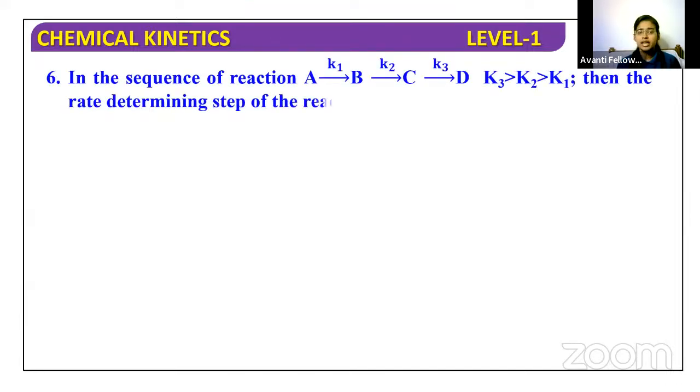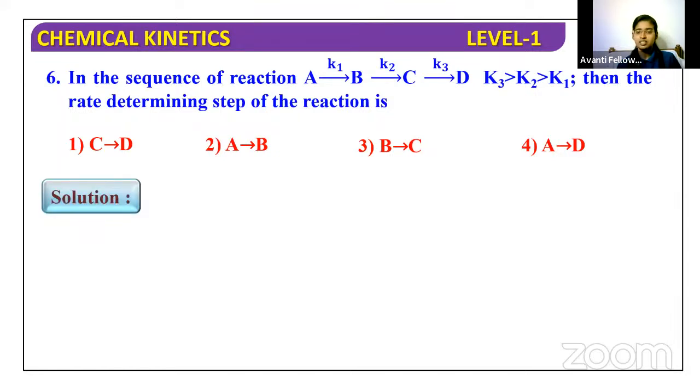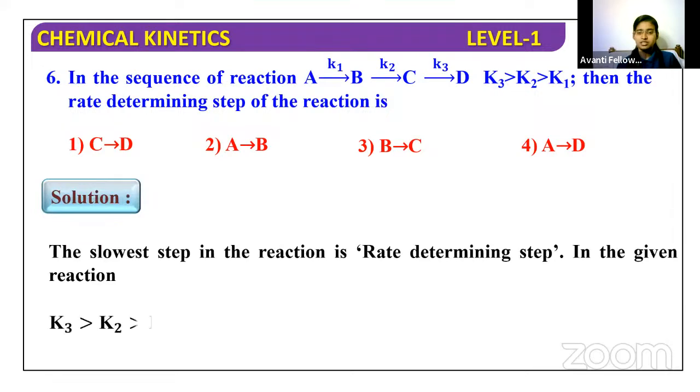In the sequence of reactions, A giving B, B giving C, and C giving D, the rate constants associated with each reaction are K1, K2, K3, where K3 is greater than K2, and K2 is greater than K1. Then the rate determining step of the reaction is: C to D, A to B, B to C, or A to D. Which is the correct answer? Option 2. Sakshi has given the correct answer without seeing the options.